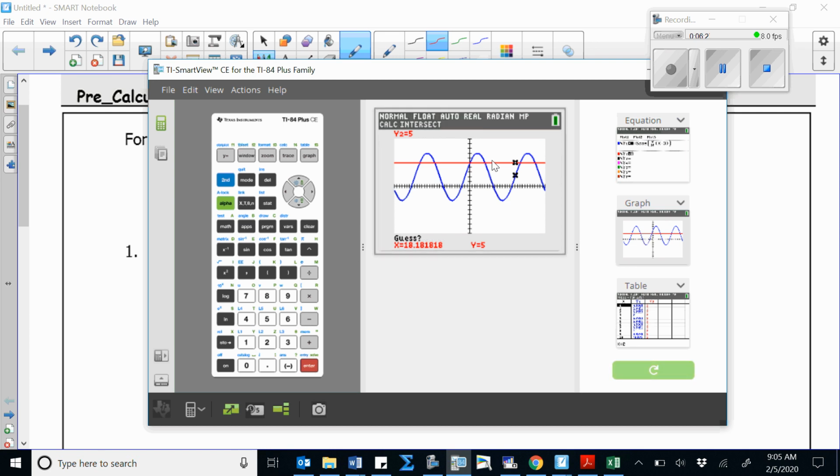Then I need to go to the point, which is intersect of these two lines. And that's here. So this will be the x value for the second intersect. When y is 5, at this point, x is 25.95 something.